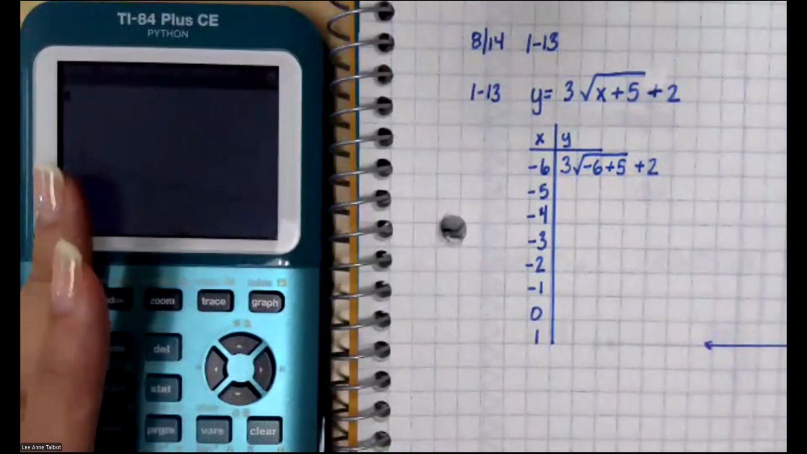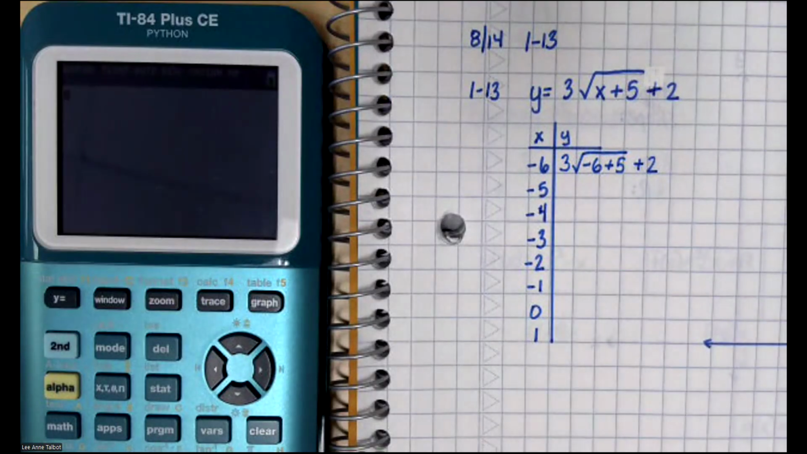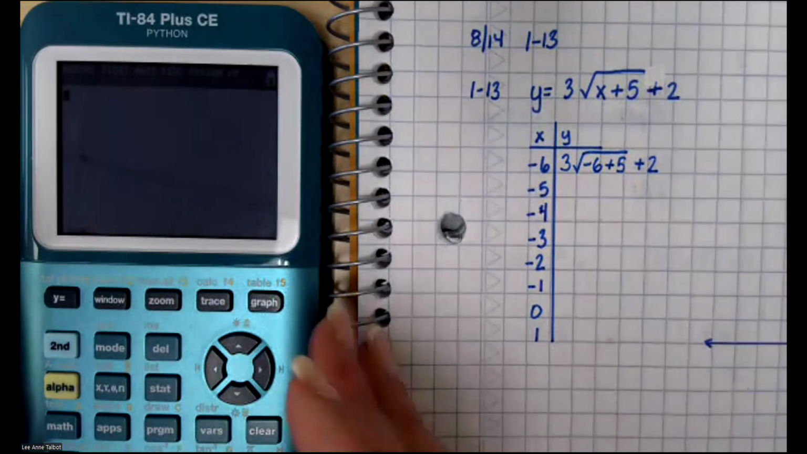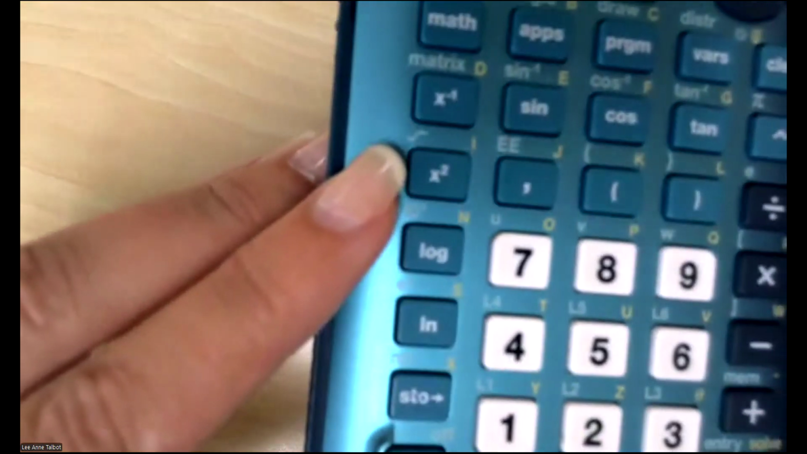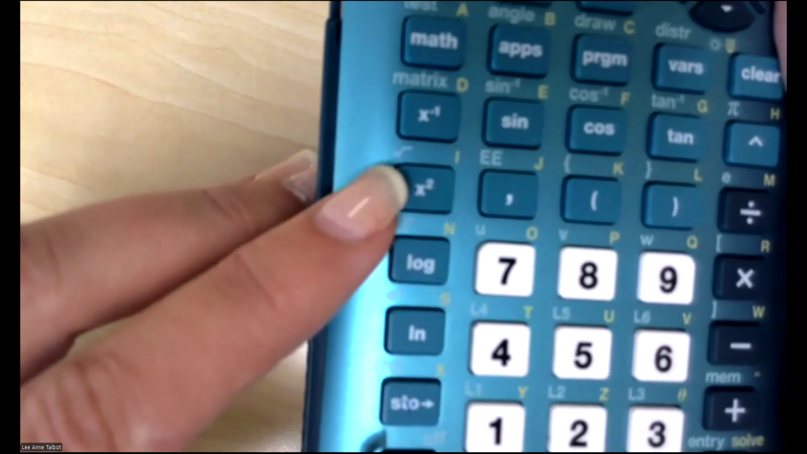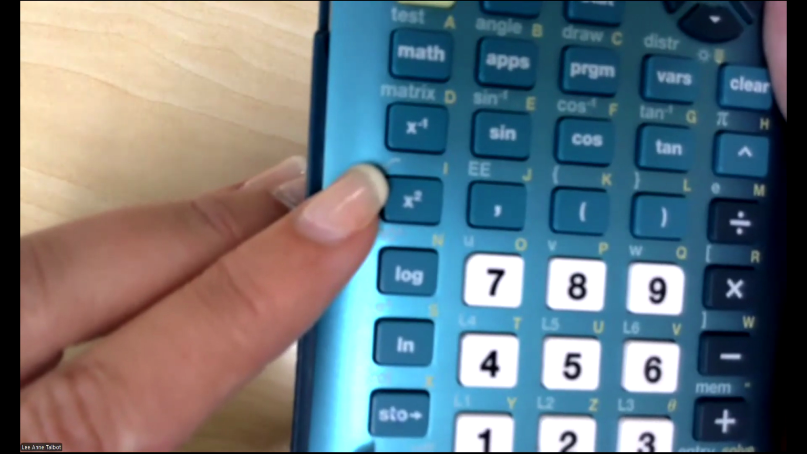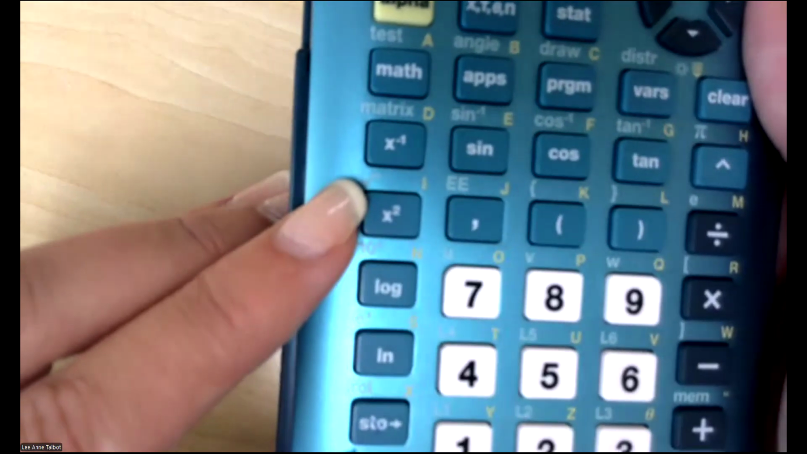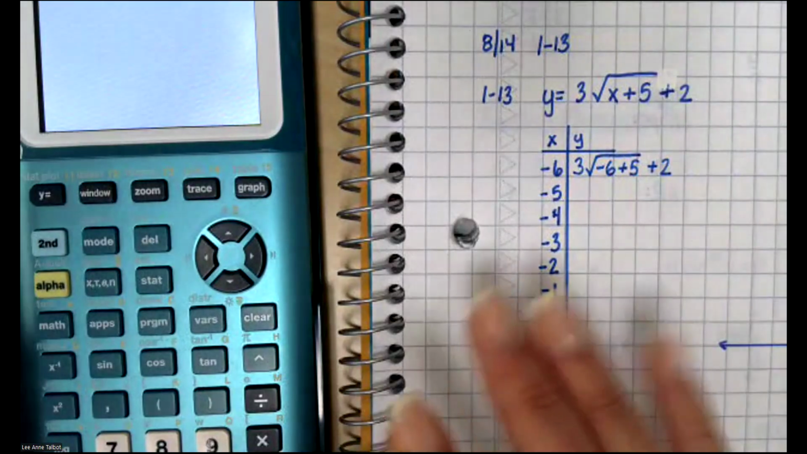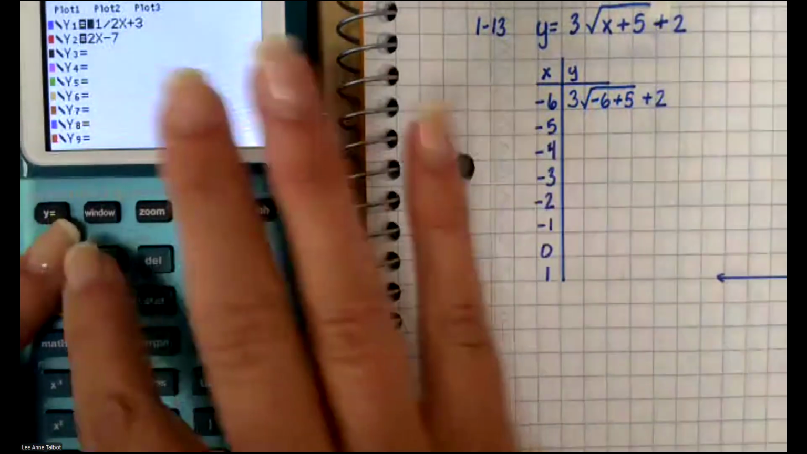Okay, so we need to figure out where the square root is. If you have not used this calculator before, it is located right above the x squared button. To get to it, you have to hit second. Everything above the buttons, you have to hit second first. So let's practice doing that. We need to make sure we know how to type in a square root.